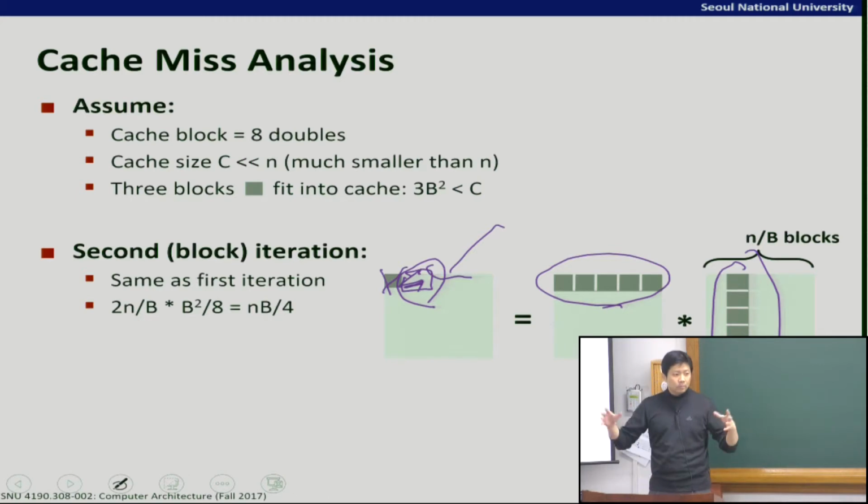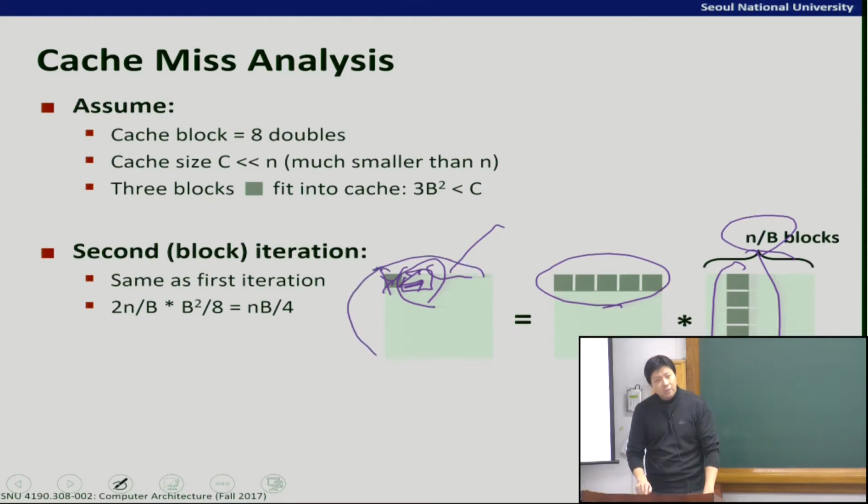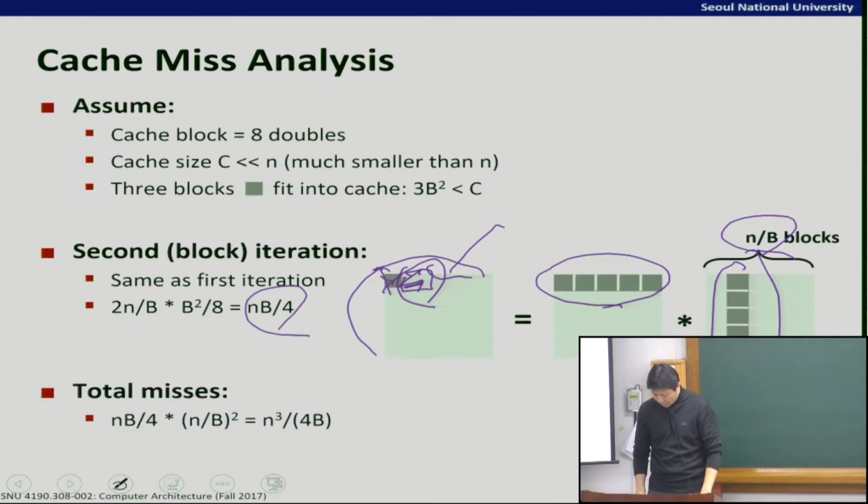So what is the total number of blocks here? Because we have N over B blocks in each dimension, the total number of blocks will be N over B squared. If you multiply the number of cache misses per block by N over B squared, we end up with N squared over 4B. That's the total number of cache misses in the blocked code.